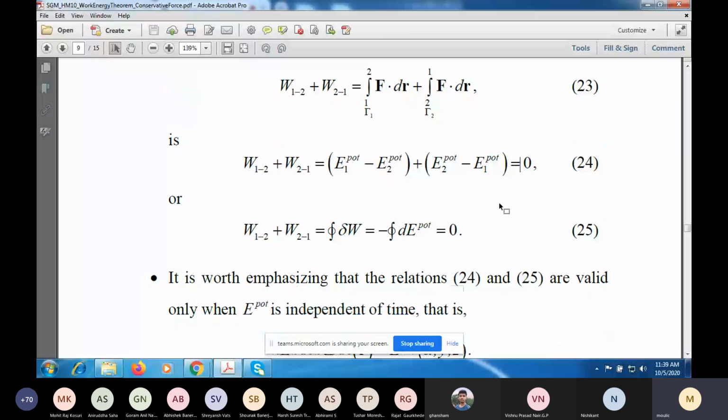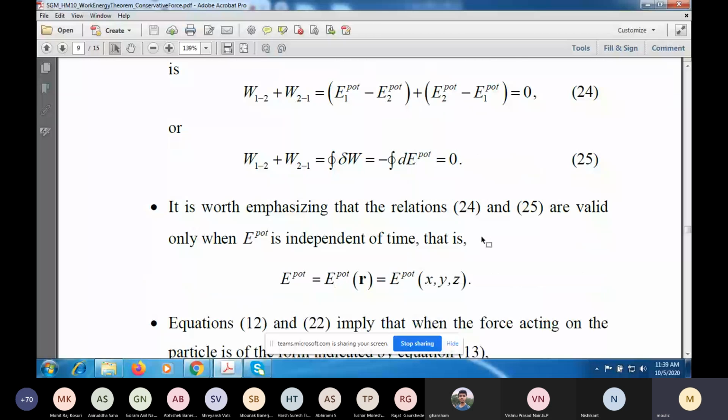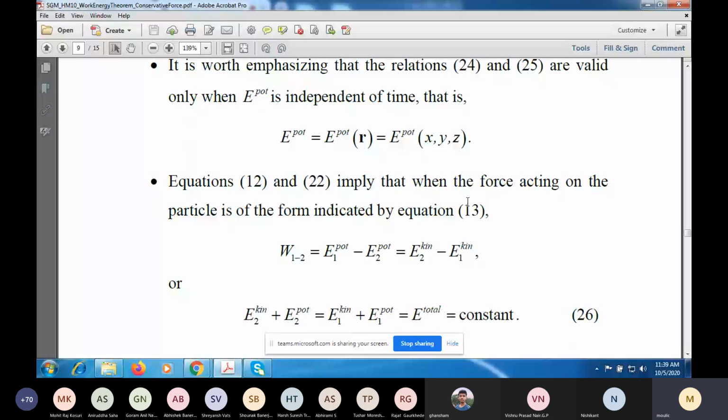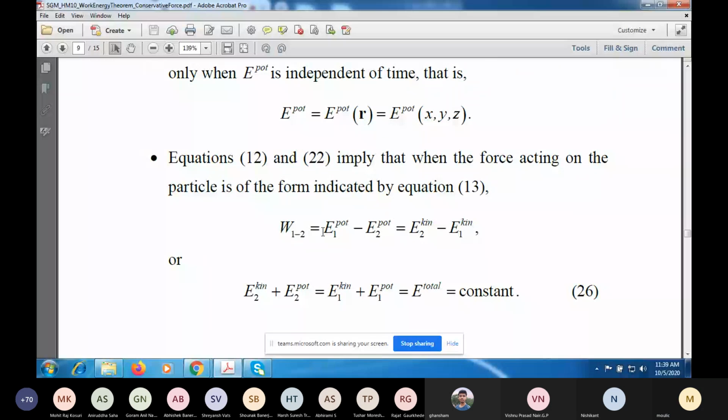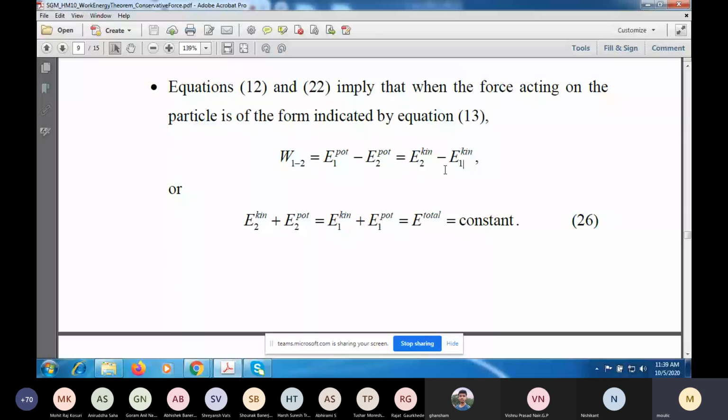So the cyclic integral of delta W is minus the cyclic integral of dE pot, which is 0. So these are the characteristics of a conservative force. Okay. Now the important thing is that W12 I can write as E1 potential minus E2 potential. But this we have seen is E2 kinetic minus E1 kinetic. So looking at the middle equation and the last equation, we see that the sum E2 kinetic plus E2 potential at 2 and 1 is constant, and you can call it total energy.